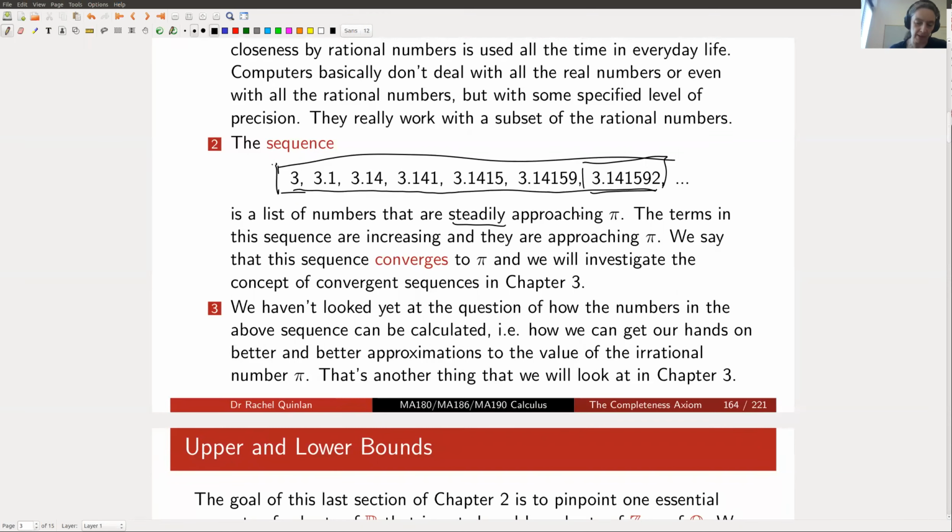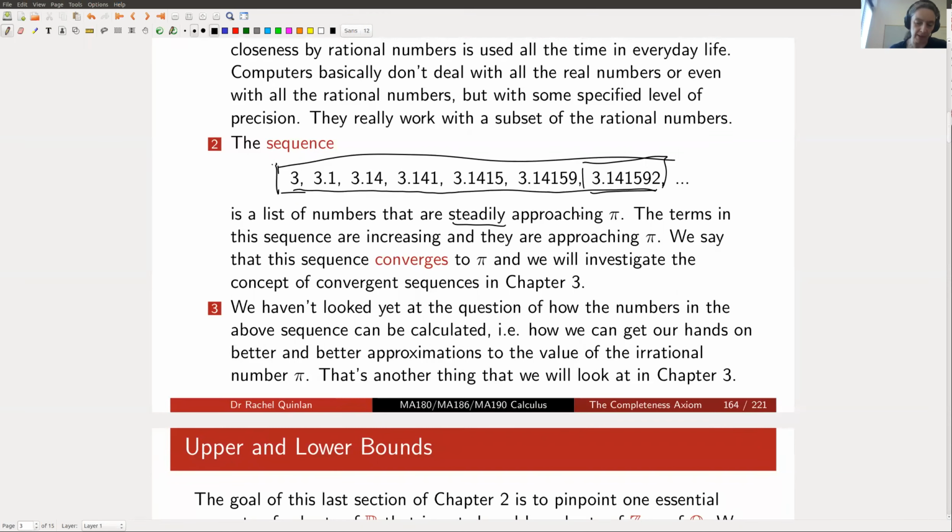Okay, if not, then let's recall this concept of upper and lower bounds. So our context now is we're talking again about subsets of the real numbers, and we're going to try to pinpoint an essential property of bounded subsets of the real numbers that isn't shared by bounded subsets of the integers or the rational numbers, particularly the rational numbers.